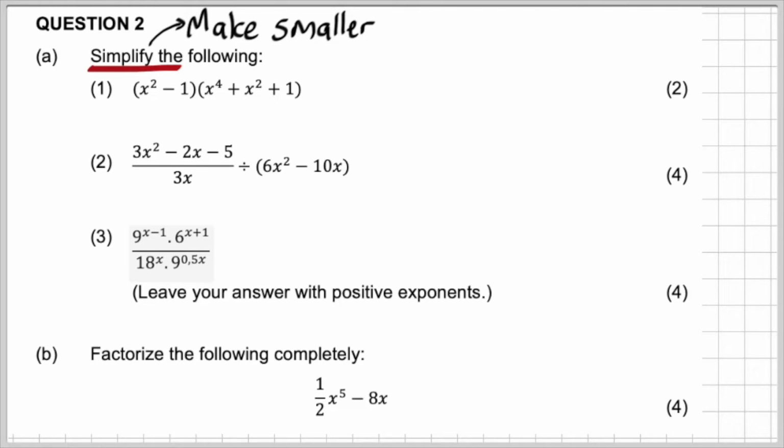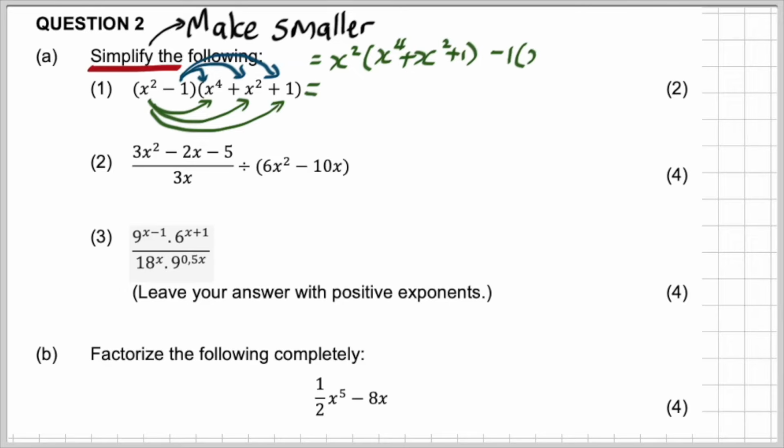So I'm going to simply distribute that x squared in as well as the -1. I'm going to put in an in-between step for you, saying let's distribute that x squared in as well as the -1. Now I'm multiplying out x squared times x to the 4, x squared times x squared, and x squared times 1. The same with the -1.